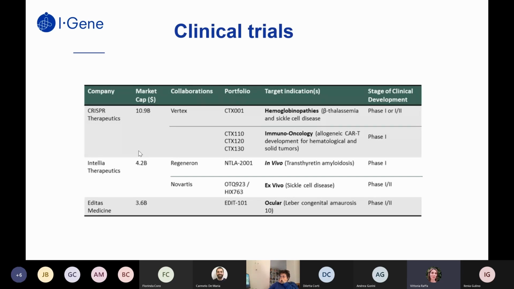Now, what I want to show you, guys, are the major clinical trials, how they use it, and which pathology they want to target.